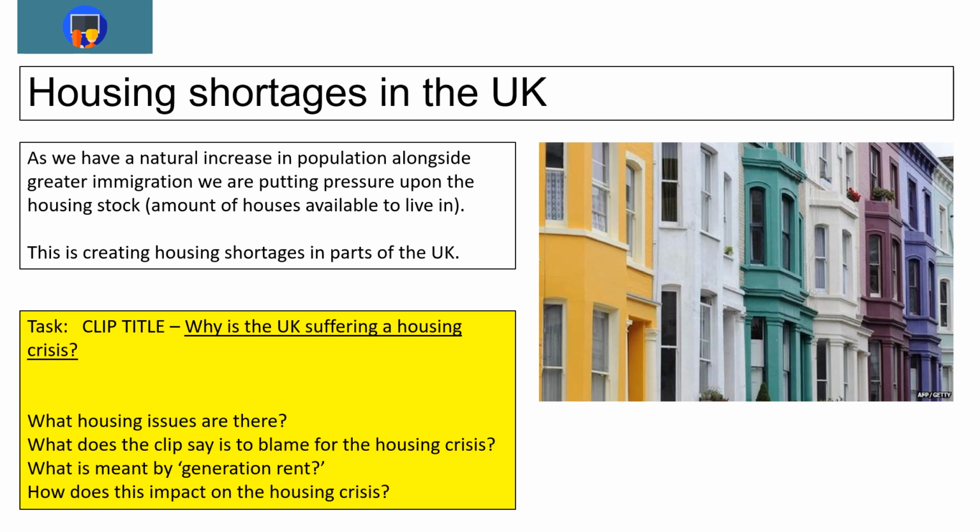I've provided the QR code, which you can scan in using your phone or your iPad. You can use the YouTube link. If neither of those are accessible to you, then the clip title is Why is the UK Suffering a Housing Crisis? There are 4 questions I want you to focus on. These are also in your workbook. What are the housing issues? What does the clip say is to blame for the housing crisis? What do we mean by generation rent? And what impact is generation rent having? So scanning your QR code, go to the video clip, make notes from the video, and do all of this in your workbook, please.